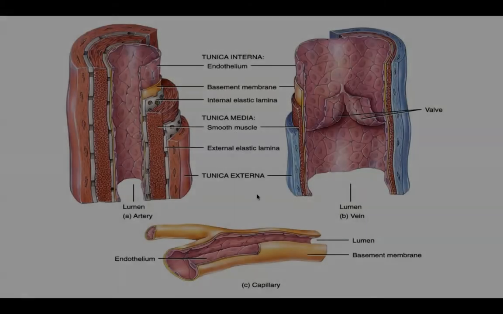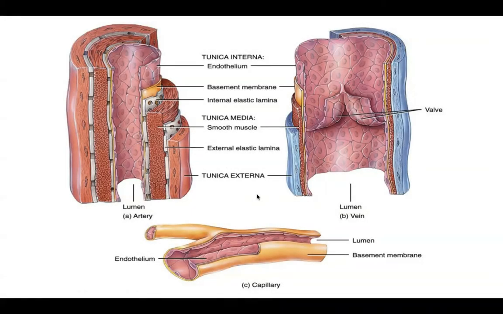Hello, dear students. Today we will continue more about the circulatory system. So let's start. First of all, we will be studying about the various blood vessels. So there are three different types of blood vessels: the artery, the capillary, and the vein.